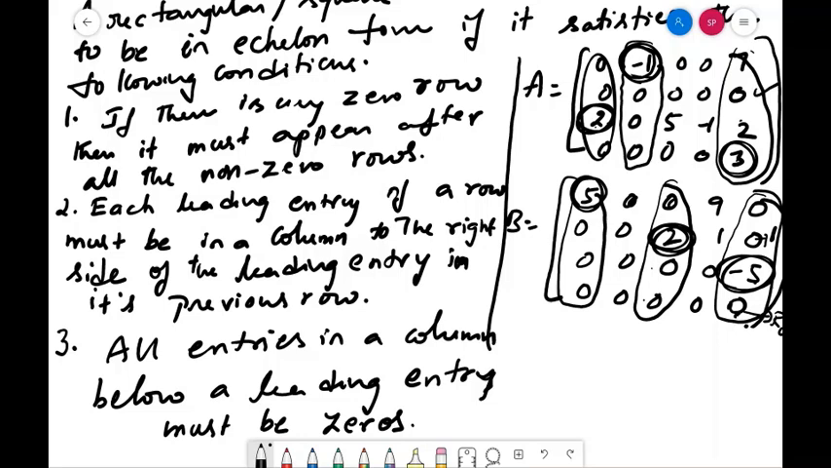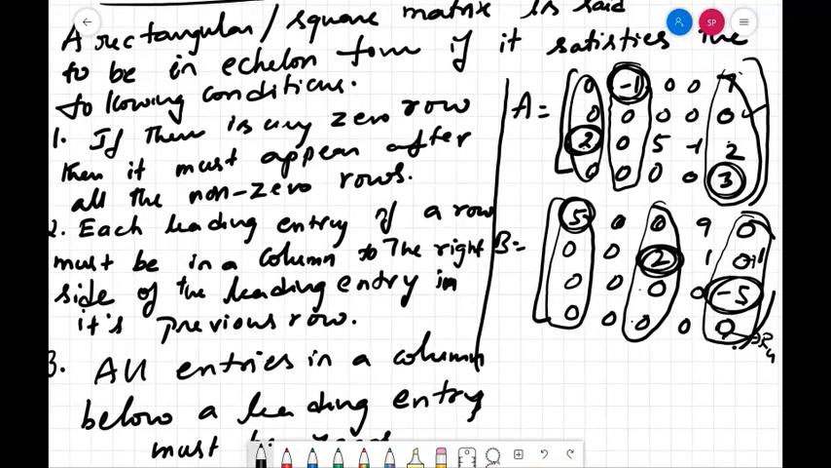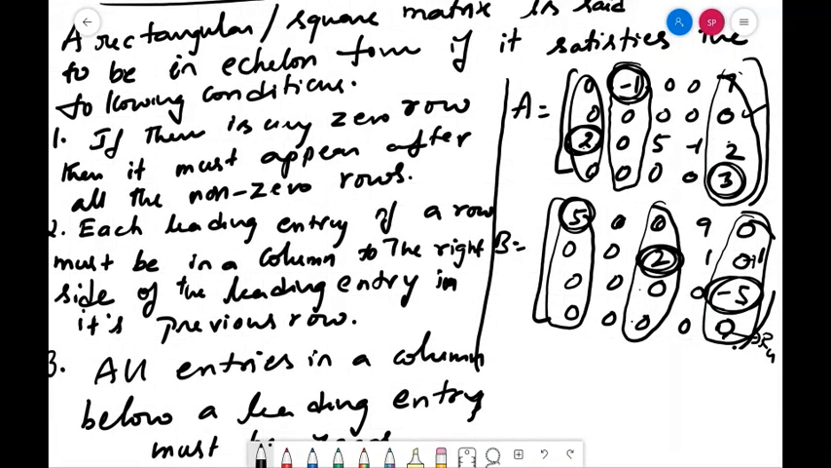Now, second point, each leading entry of a row must be in a column to the right side of the leading entry in its previous row. So that I have observed here in matrix A, minus 1 is the leading entry. We don't need to check in the first row. Second row, no leading entry. Third row, I have here a leading entry, but this is towards the left of the previous leading entry. So this is not satisfying condition 2. Whereas B matrix satisfying all the leading entries, they are moving towards right side.